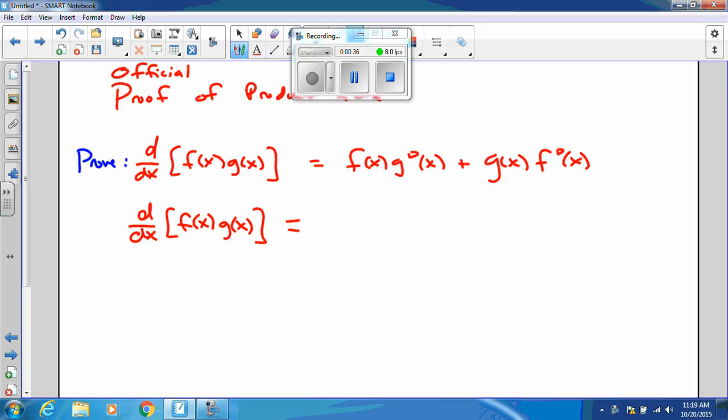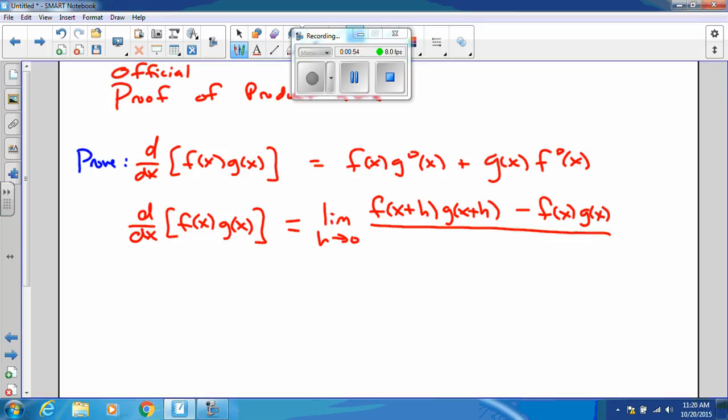for derivatives. In other words, I'm going to take the limit as h goes to 0 of my function f times g evaluated at x plus h, and subtract f times g evaluated at x, and all of that divided by h. So this is going to give me, literally, the derivative of the function f times g.